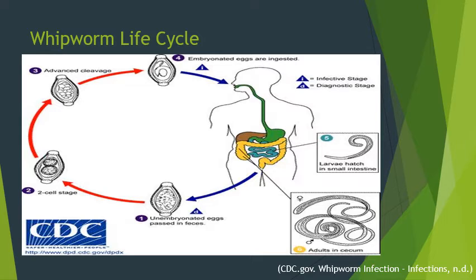Upon ingestion, the larvae hatch and penetrate the small intestine to mature. They eventually migrate to the cecum of the large intestine and complete maturation in 3 months. Adults can live for years and deposit thousands of eggs per day.